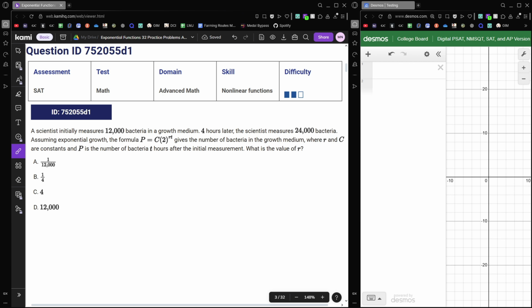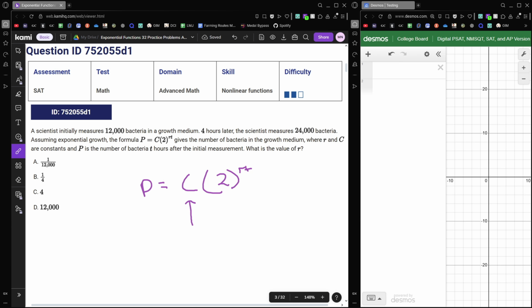Question number 3. A scientist initially measures 12,000 bacteria in a growth medium. 4 hours later, the scientist measures 24,000 bacteria. Assuming exponential growth, the formula of that gives the number of bacteria in the growth medium, where R and C are constants, and P is the number of bacteria T hours after the initial measurement. What is the value of R? So here, they tell us that it's an exponential growth problem, and they're also so kind to even give you the formula, which is going to be this right here.